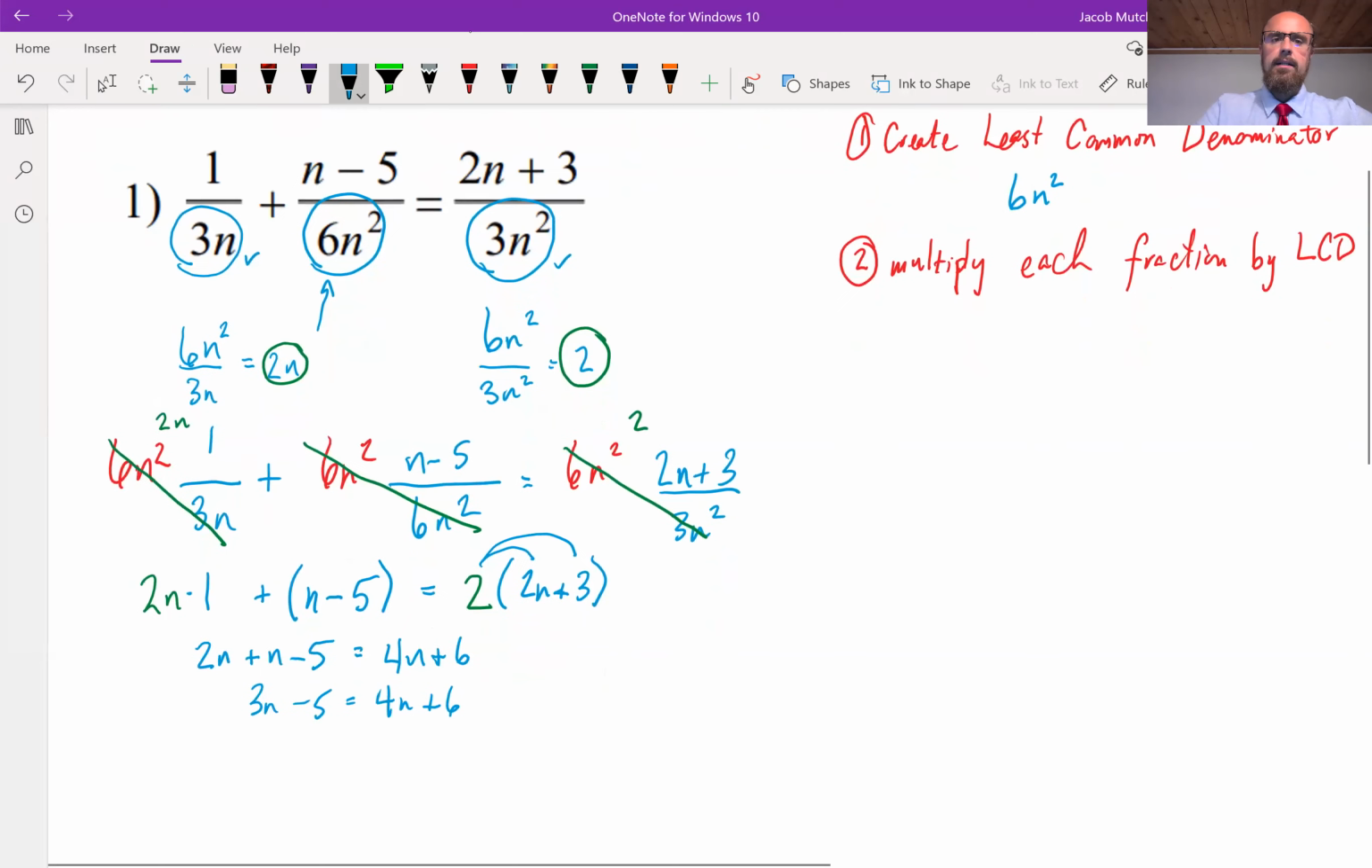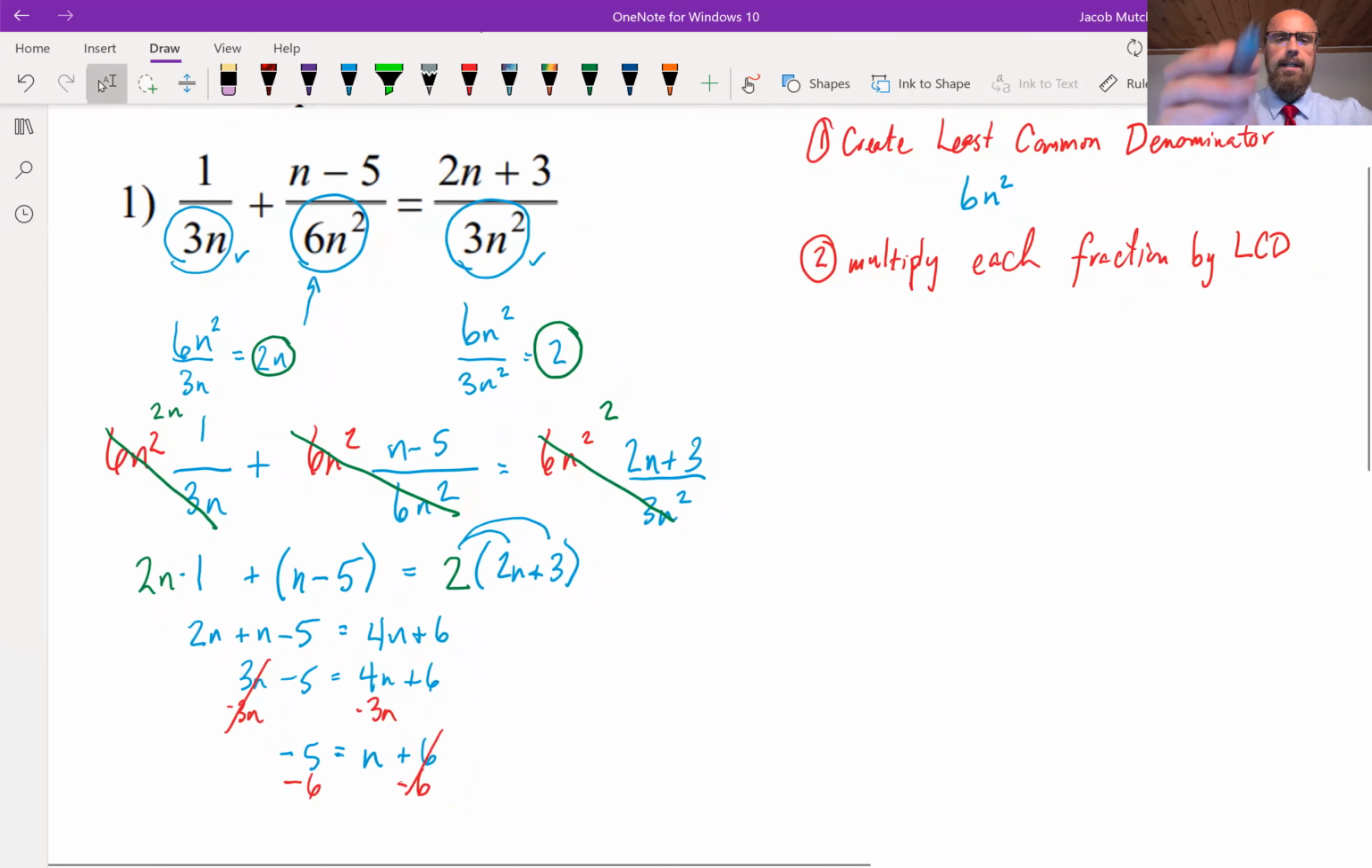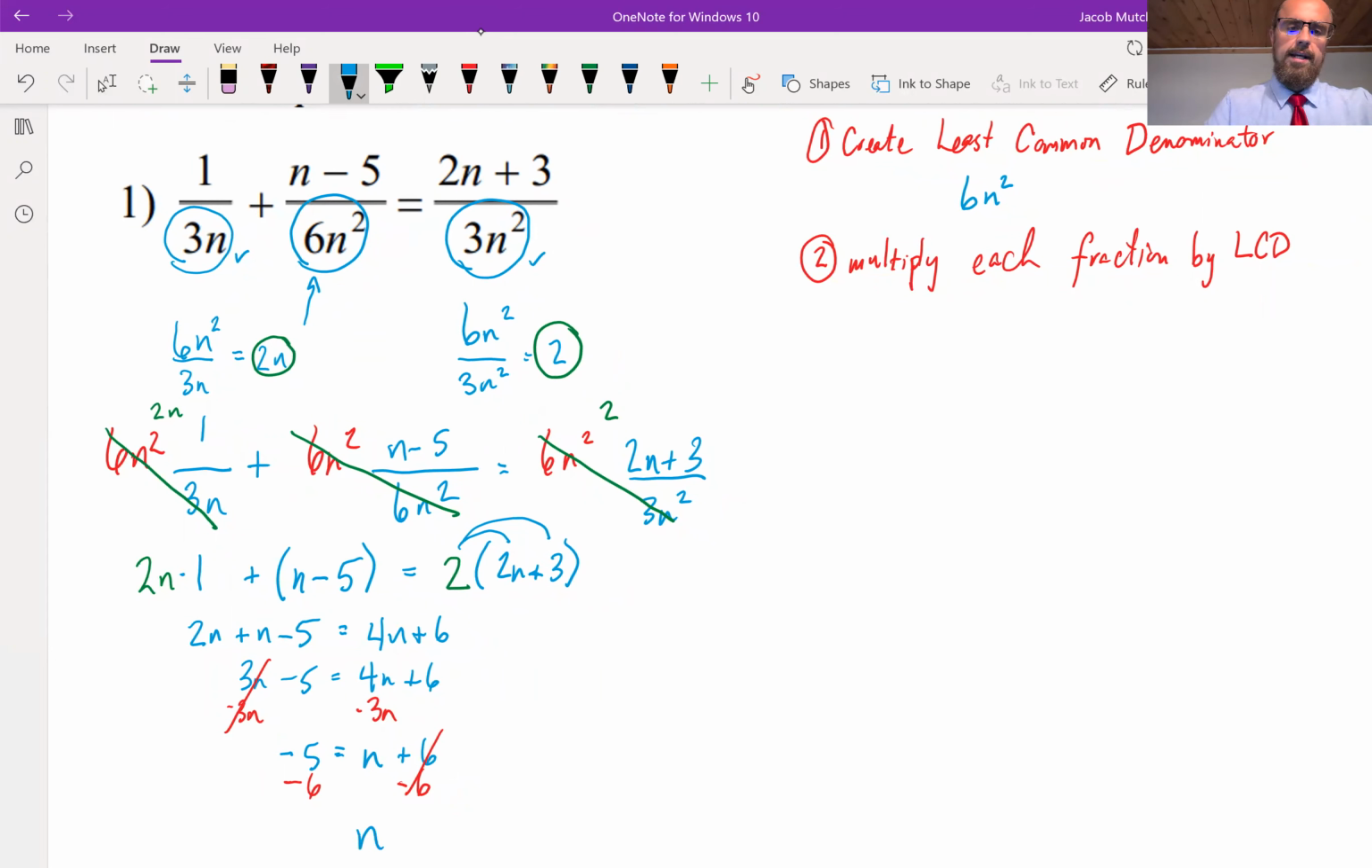At that point, I can combine terms across the equal sign. I see that I've got 3n and 4n. If I subtract 3n from itself, it'll cancel, and it'll also subtract from 4n. That'll give me negative 5 equals 1n, or just n, plus 6. To finalize this solution, I'd subtract 6 on the right. And I would get the final solution here, n equals negative 5 minus 6, or negative 11.